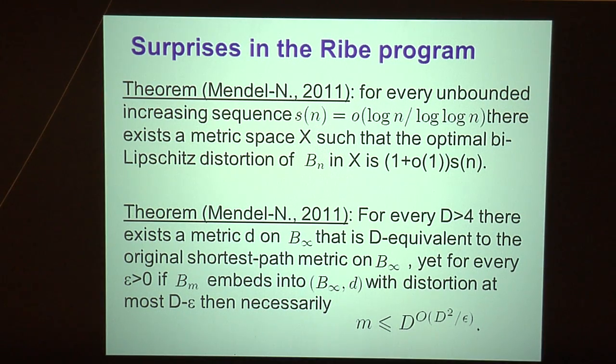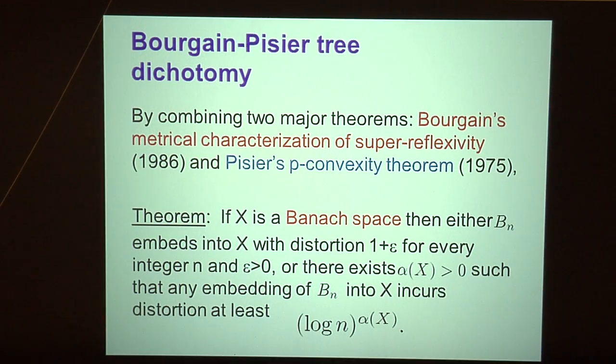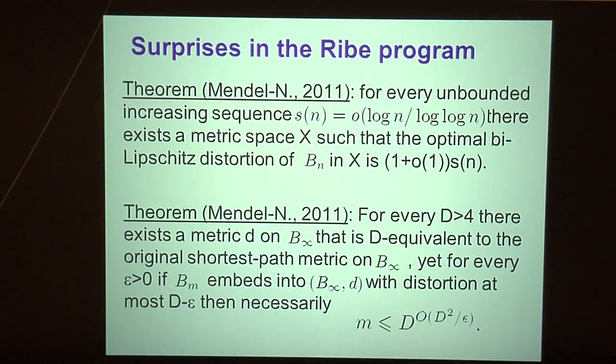So in the case of trees, if you delete the words Banach space from this theorem, you can get B_n to embed into your metric space arbitrarily slowly. So you can find metric spaces such that the distortion of B_n is s_n, where s_n is any sequence that, for some technical reason, has to go to infinity slower than log n over log log n. But however you want, I can find a metric space which has this distortion exactly.